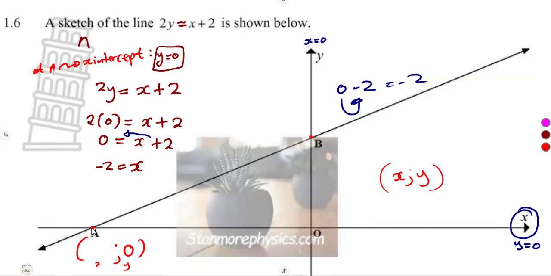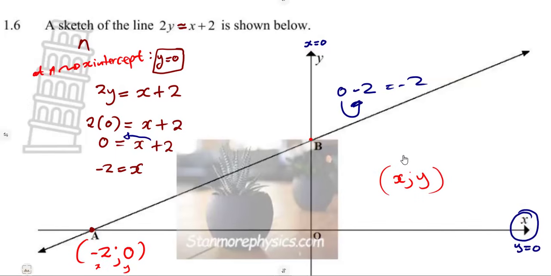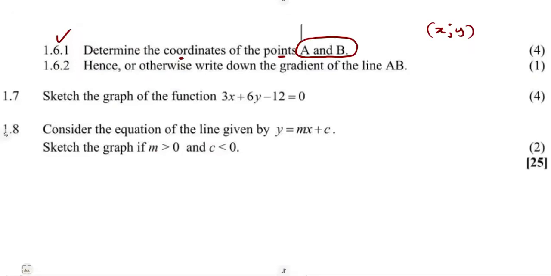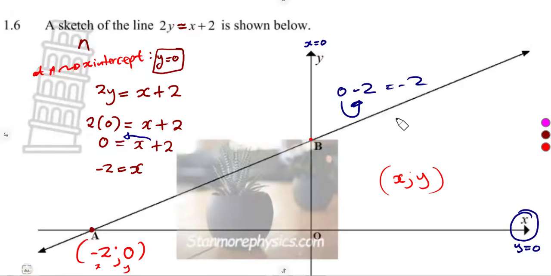So the x value at A there is what? Negative 2. So that's point A being (-2, 0). Remember, the y value is already given. So our point A in this case is going to be written as what? (-2, 0). You must know the x value and the y value. All right? And the point B can also be determined using the same concept.